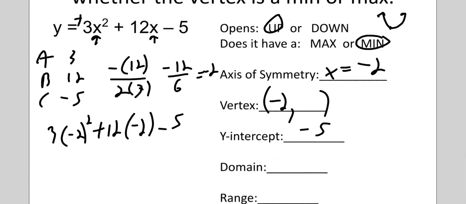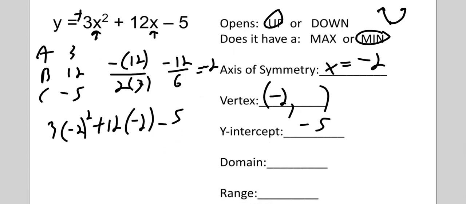Now, some people are still doing this. Remember, -2 squared is not -4, it's +4. So 4 times 3 is 12, minus 12 times 2, which is -24, minus 5. So that's -12 minus 5, which is -17.